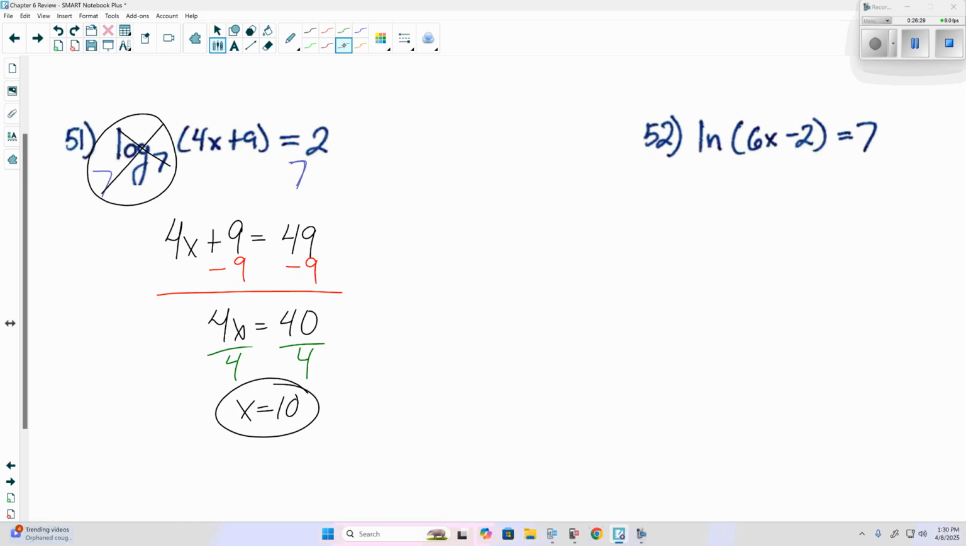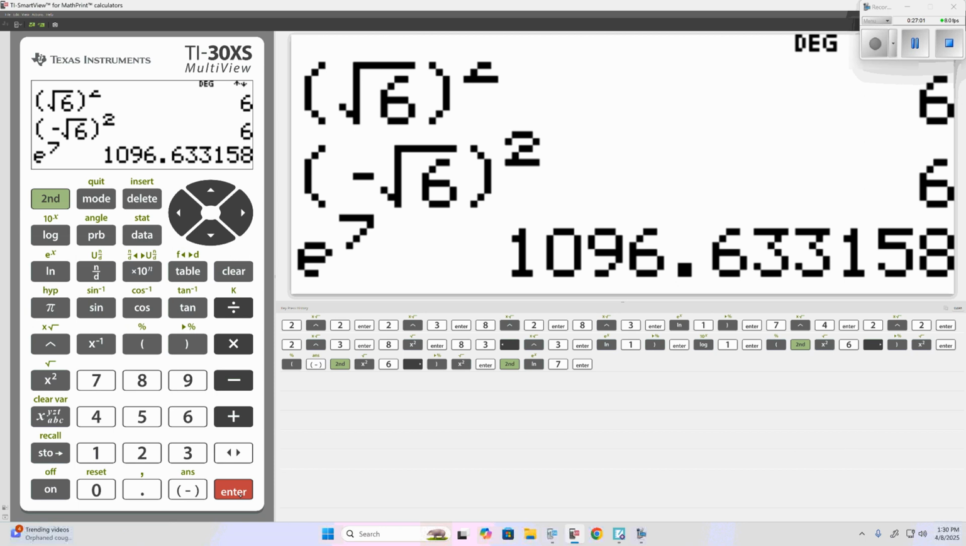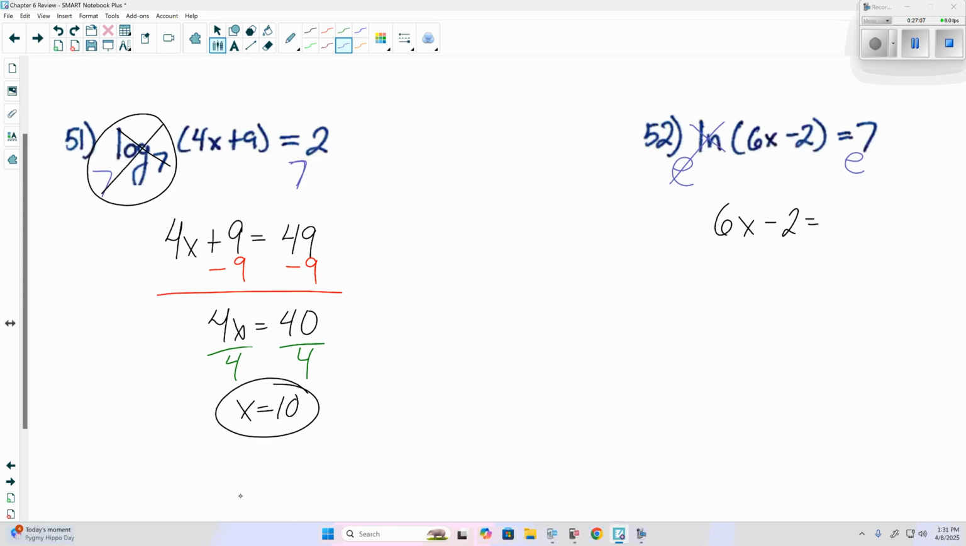52. Natural log of 6x minus 2 equals 7. Natural log's by itself, numbers on the other side. So we can put both sides to the base of the natural log, which is e. Because e and ln will cancel, leaving us with 6x minus 2. Now the question is, e to the 7th, is that a nice number? No. e is irrational, so putting it to the 7th power is not going to give us a nice number. So we can leave it as e to the 7th.